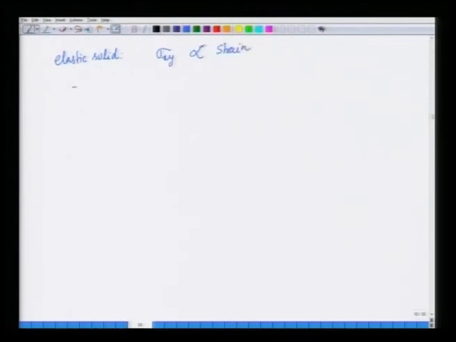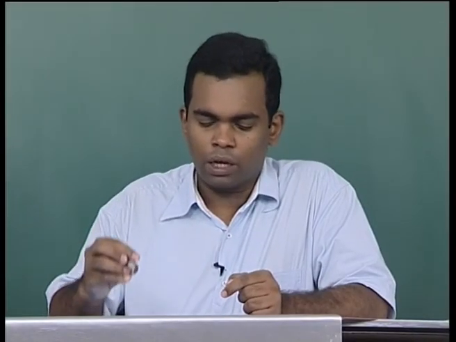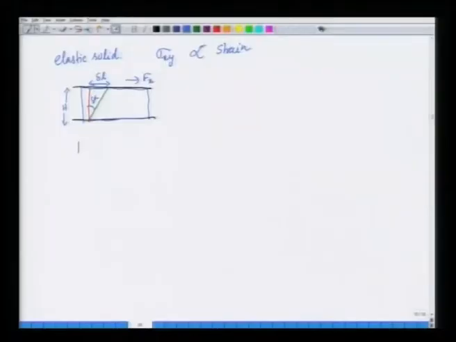Let us draw this picture again. You have these two plates and a piece of solid, a rubber, let us say. Before deformation things were in the red line, after deformation things were in the green line, and this angle is delta alpha. This distance is h, and let this displacement be delta L. This is the force Fx that is acting on a surface whose unit normal is in the y direction. Now, from geometry, tan delta alpha is delta L by h.